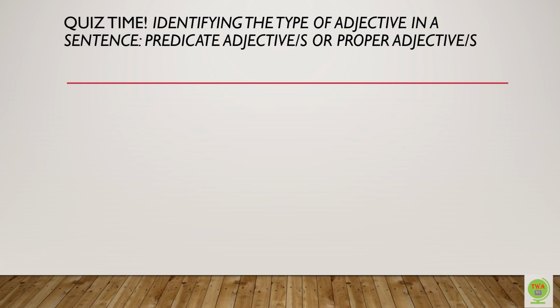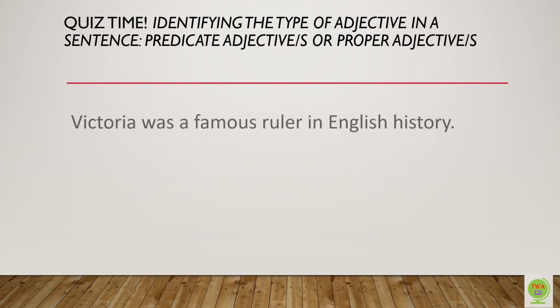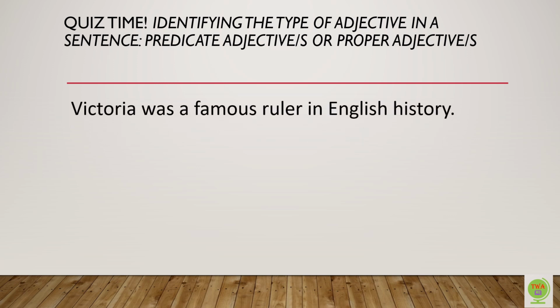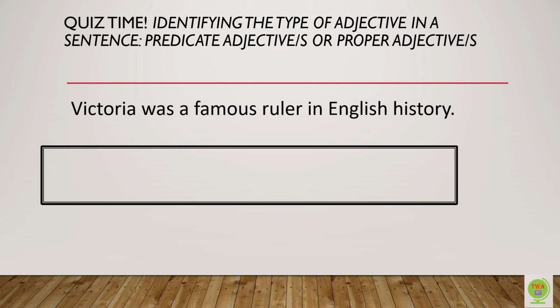All right, so let's see. Number one, we have: Victoria was a famous ruler in English history. Now, identify if it's a predicate adjective or a proper adjective. Your timer starts now.